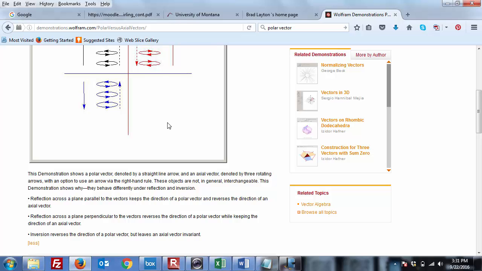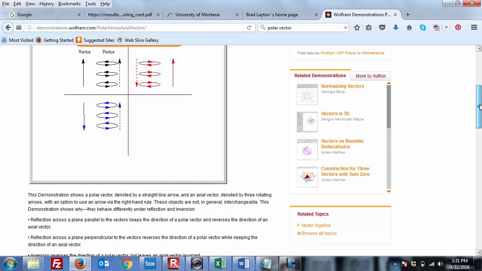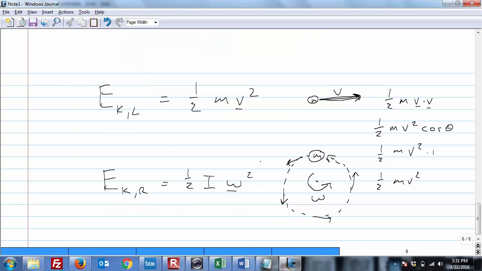And I guess what they're doing with these planes is showing when you reflect them. When you reflect this black one across this line, they're going in opposite directions, like looking in a mirror. But in this case, when you reflect the black axial vector, they're not. They're still spinning in the same direction. So anyway, that's the difference between the polar versus the axial vector.